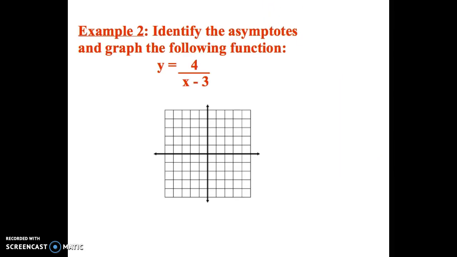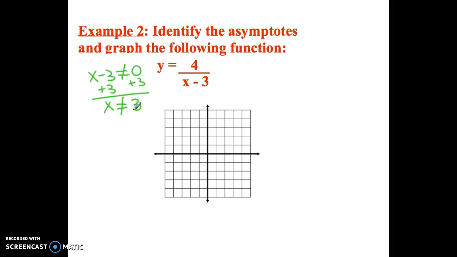Okay, so we're going to go ahead and graph this. We're going to identify the asymptotes and then graph the following function, y equals 4 over the quantity x minus 3. So the first thing you want to notice is what's going to make that denominator equal 0. If you have x minus 3, we know that cannot equal 0. If we add 3 to both sides, we realize that the value of x cannot equal 3.